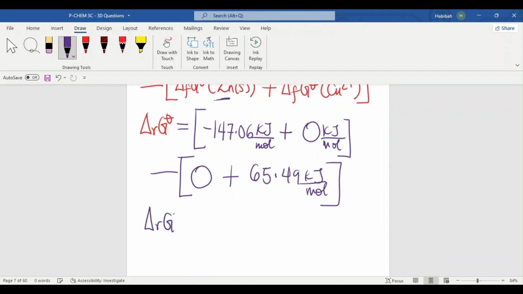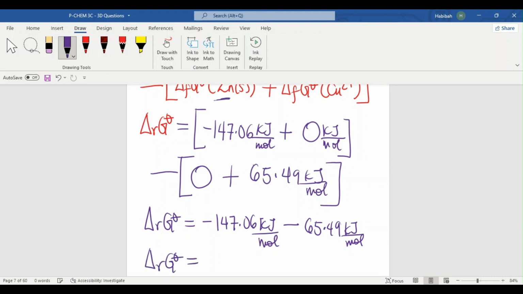So we simply rewrite this. The Gibbs energy of reaction is going to be negative 147.06 kilojoule per mole minus 65.49 kilojoule per mole. So the Gibbs energy of reaction is simply negative 147.06 minus 65.49. When you input that information in your calculator, you end up with negative 212.55 kilojoule per mole.